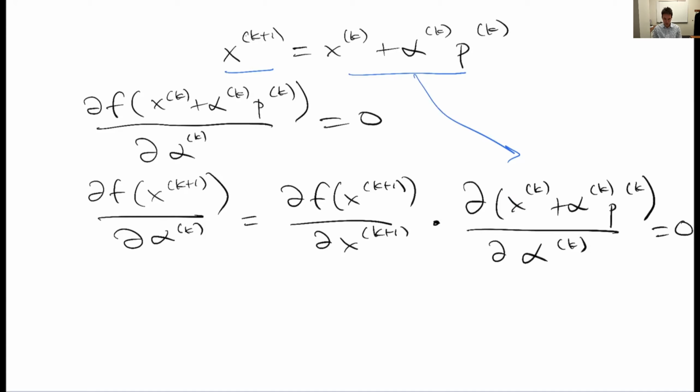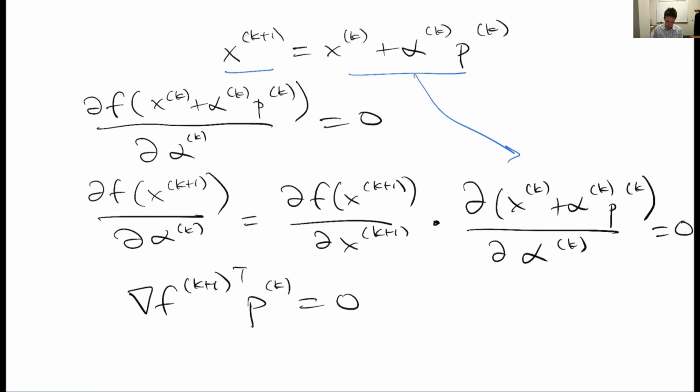This first derivative, the derivative of f with respect to x, that is the gradient, right? This term here, that's the gradient at k plus 1. So that says the gradient of f at k plus 1. And this term here, I'm taking the derivative of this term with respect to alpha, that's just going to give me p. Okay, so this is a vector, so I need to put a dot product. This is p at k, and that's going to be equal to 0.